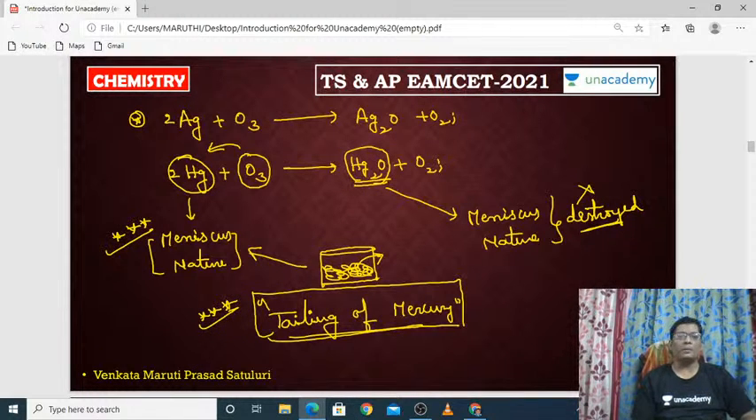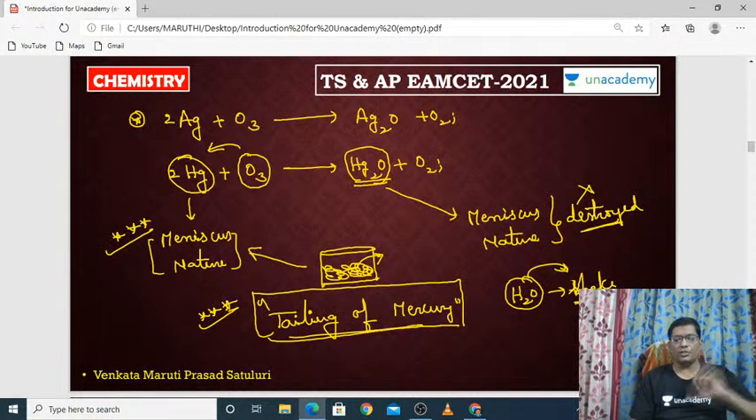Clear? This is very important. An important objective bit asked in EAMCET is: once the meniscus nature of the mercury is completely lost, how can we regain the meniscus nature? Simply, you need to add some amount of water and shake it well. Once you shake it well, automatically the meniscus nature will be regained by the mercury.